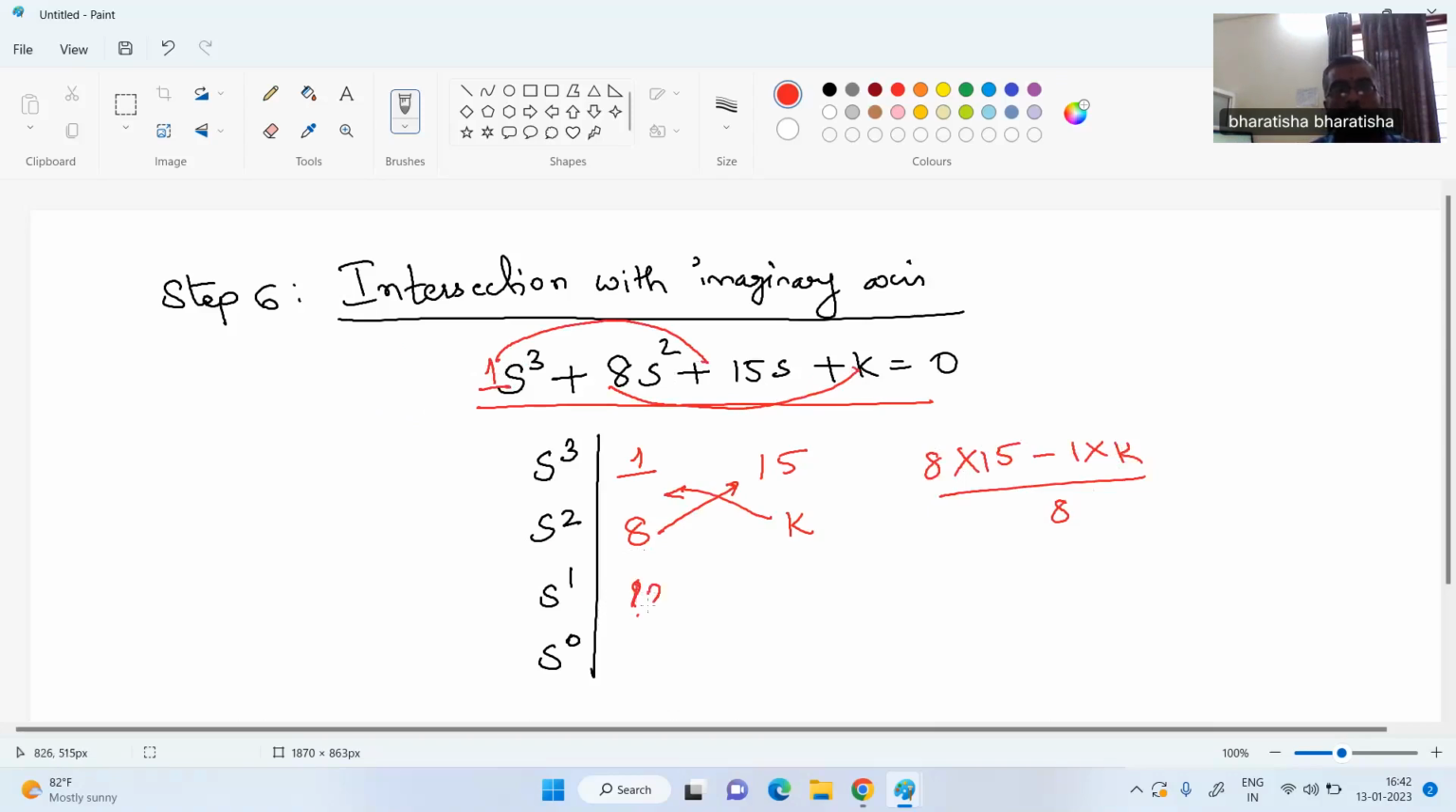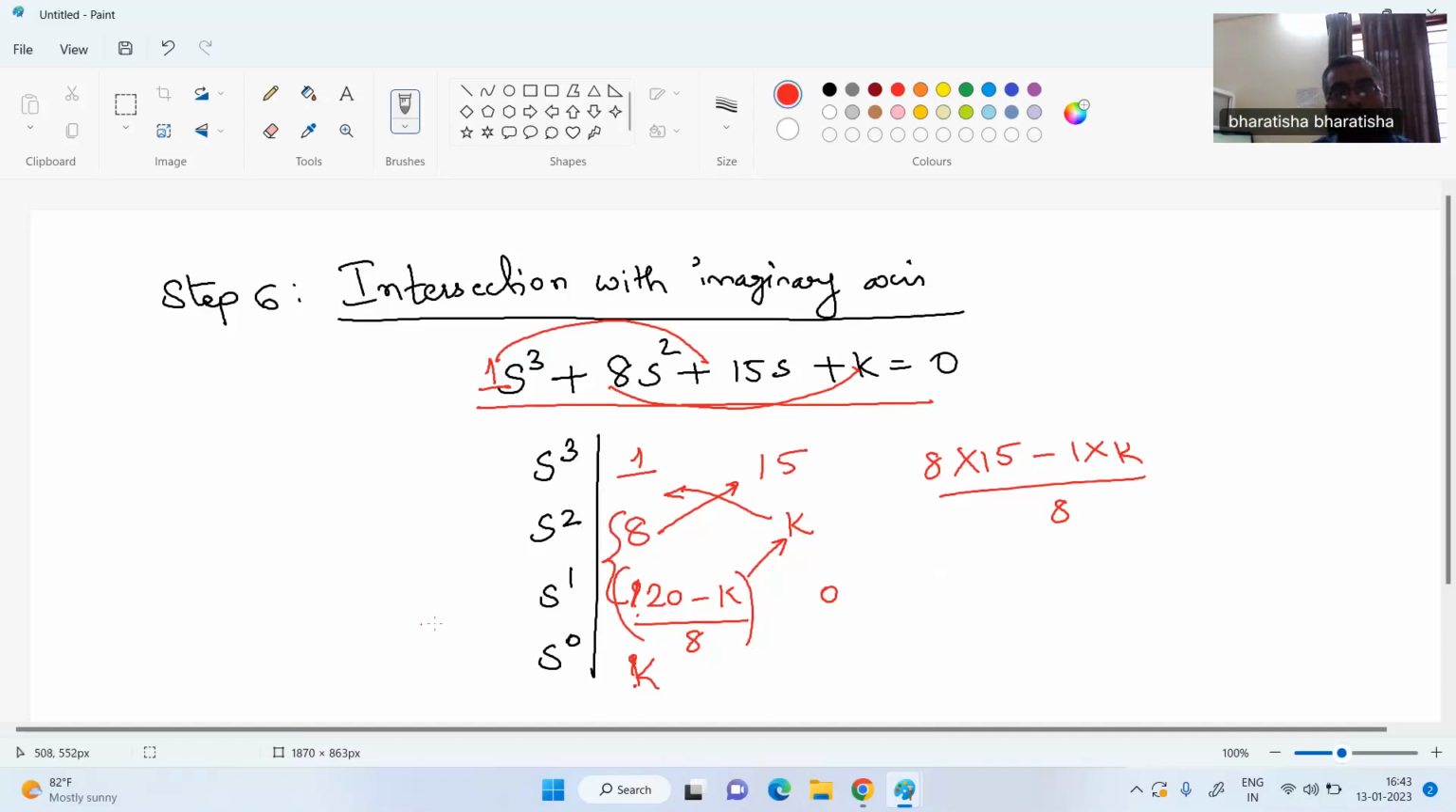The number will be 120 minus k by 8, and this is 0. Similarly, you have to also find the number here. For that, you consider these two: 8 and 120 minus k by 8. It will be again 120 minus k by 8, this entire term multiplied by k, minus 0 into 8, and anyway that is 0, divided by 120 minus k by 8. So finally, you are going to get k. This is how you fill the Routh array.